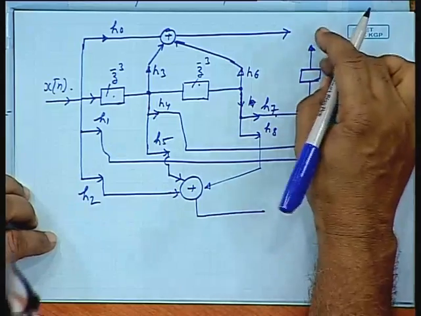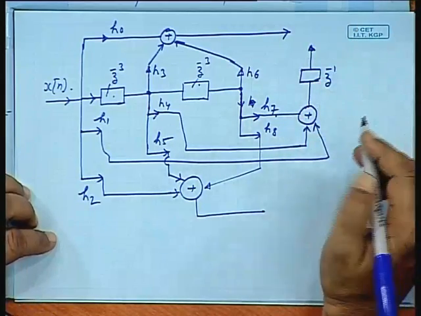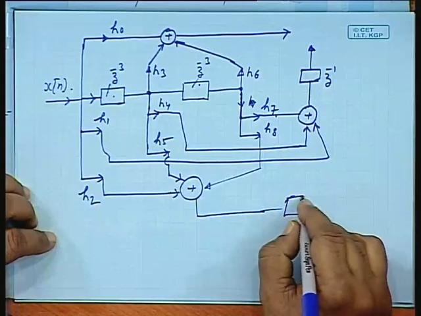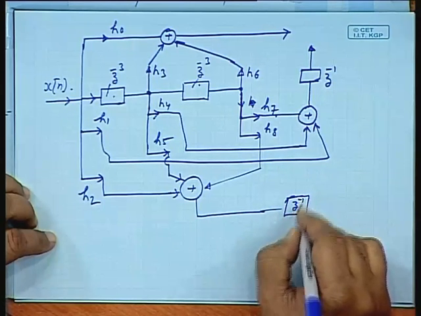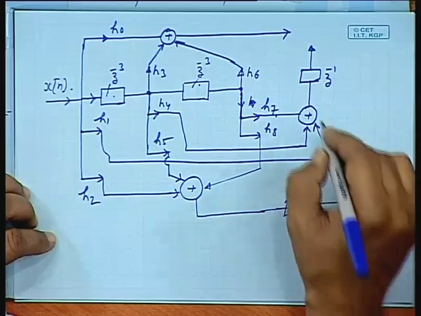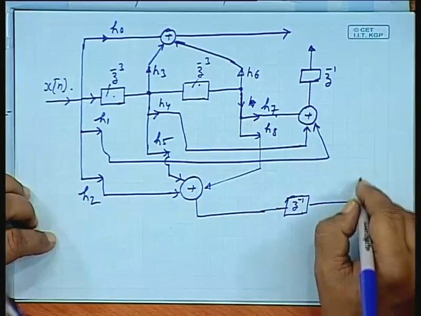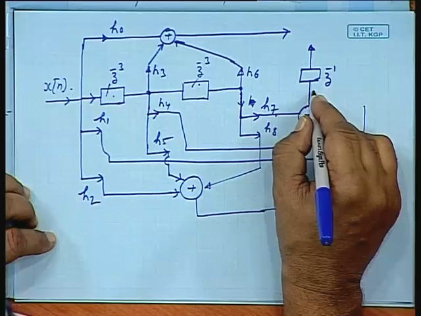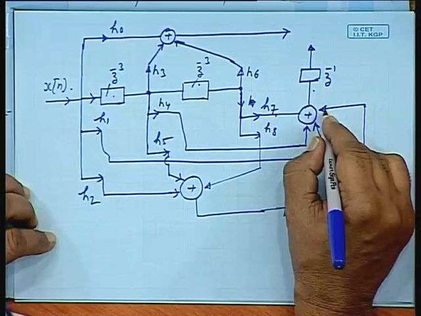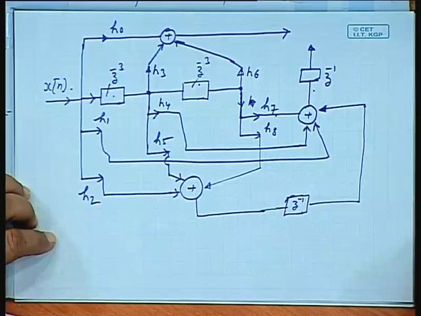I could have made use of this before addition. Okay. So, I will put a z to the power minus 1 block here, and then add with this. Is that all right?